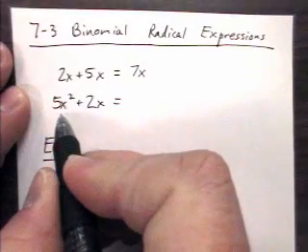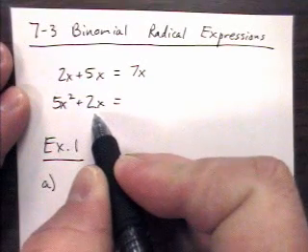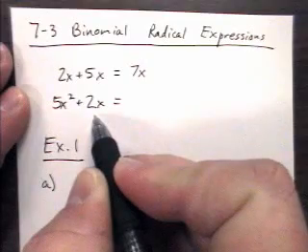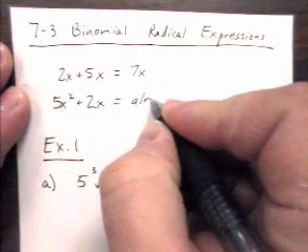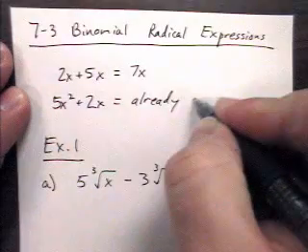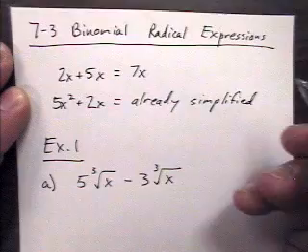But if I asked you to add 5x squared and 2x together, I'm sure most of you would say, hey, those are different terms. Those are not like terms. So they are already simplified because you can't do anything more with that.